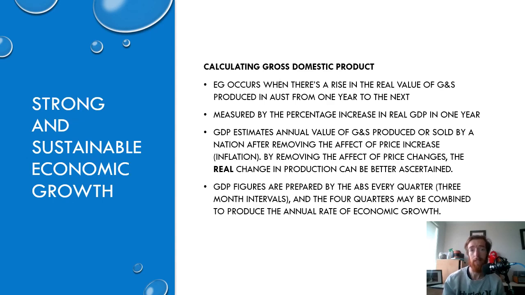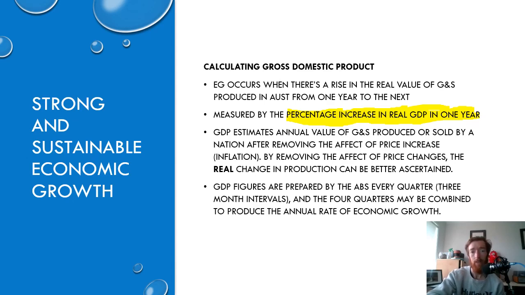So to calculate gross domestic product, economic growth occurs when there's a rise in the real value of goods and services produced in Australia from one year to the next, and this is measured by the percentage increase in real GDP in 1 year. There are some times you'll see there's either annual or annualized figures for GDP. So annual figures are when it's just the last 12 months added together, so the last 4 quarters added together, or sometimes you'll see annualized figures, which is just 1 quarter times by 4 to equate it to a year.